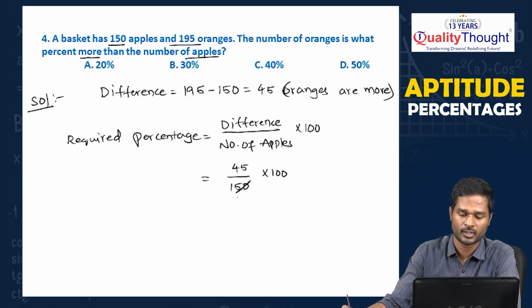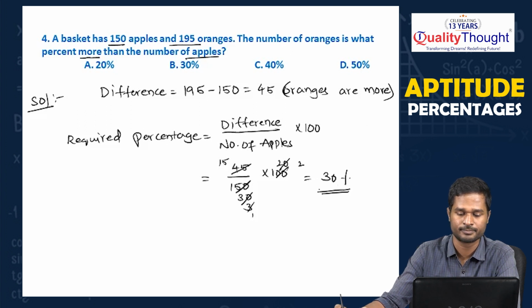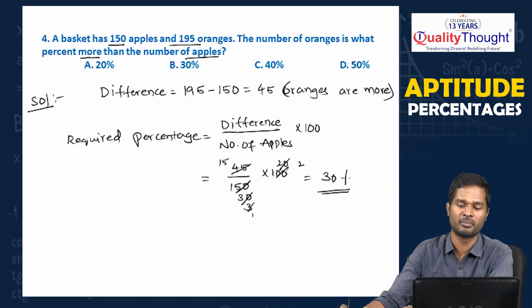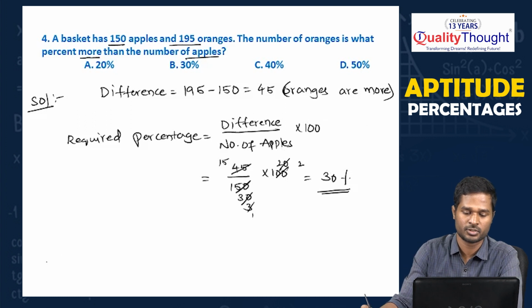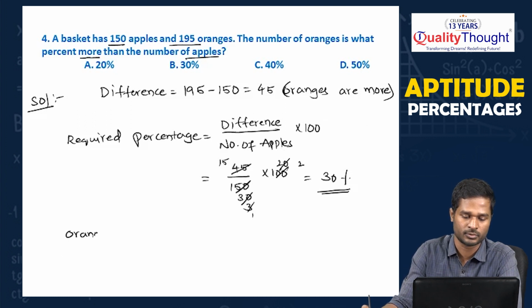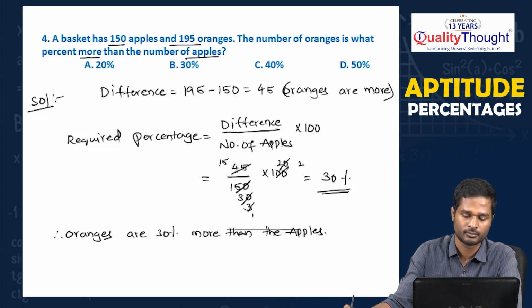So, 5 3s are 15, 5 2s are 10, 3 1s are 3, 15s are. So, 15 into 2 is 30 percentage. Okay. So, as per the question, the number of oranges is what percentage more than the number of apples, that is, the oranges are 30 percentage more than the apples. If you want, you can write it like this: the oranges are 30 percentage more than the apples. This is how you can write.